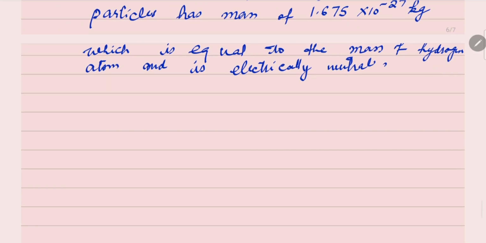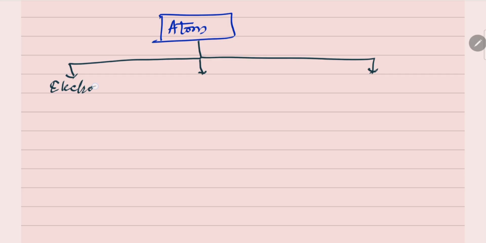Now we know that an atom is not the smallest particle. It has some other subatomic particles also, which are three subatomic particles. First was electron, then was proton, then was neutron.